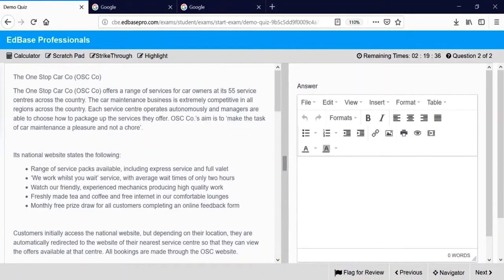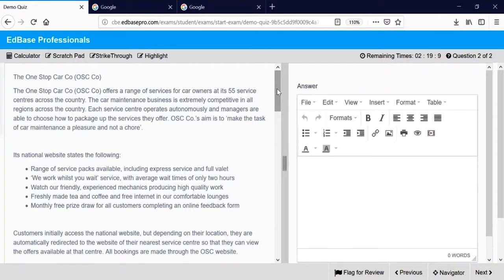Today we are going to look at the question, the One-Stop Car Company, which is OSCO. This question came in the September and December hybrid paper. It was set from the syllabus area Part D, performance measurement. So we'll see how we should approach a CR question, especially if it is from Part D.